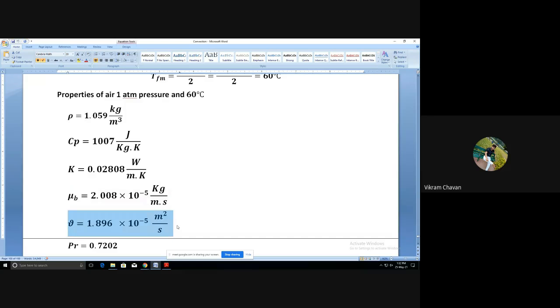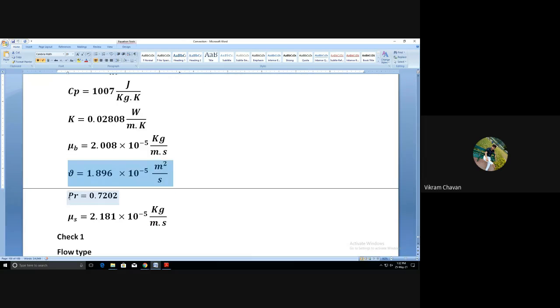Kinematic viscosity at 60 degrees Celsius we get 1.896 multiplied by 10 raised to minus 5 meter square per second. And the last one is Prandtl number, the Prandtl number at bulk mean temperature. Prandtl number is equal to 0.7202. Another value we may require is the dynamic viscosity at surface temperature.